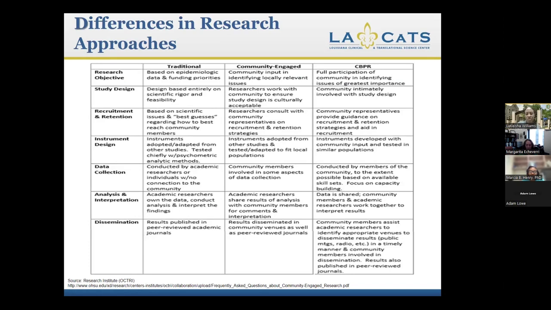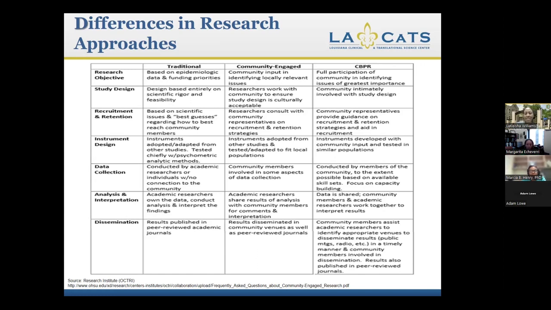When looking at the research objective across the board, and I'm going to focus on community engaged, we see that the community gives input. The community identifies the relevant issues they are facing, and the researchers or investigators drive what we're looking at. We're driving the research based on those community needs, based on the community insight, based on what the community feels is important to them as it relates to various issues.